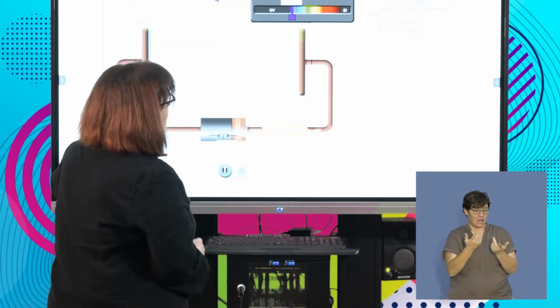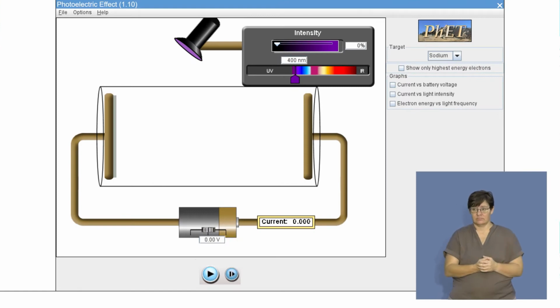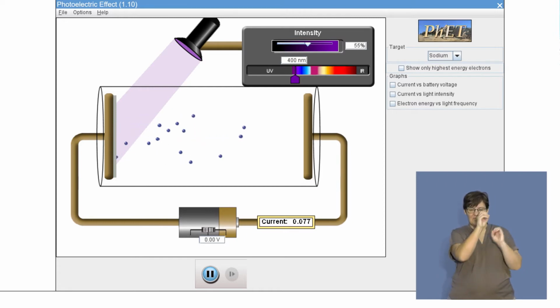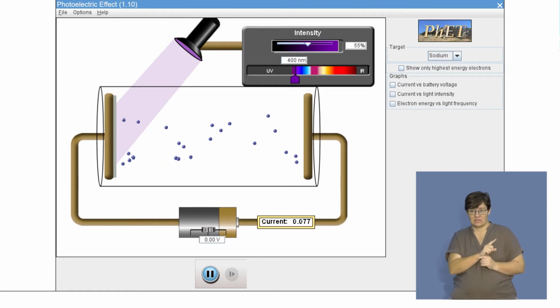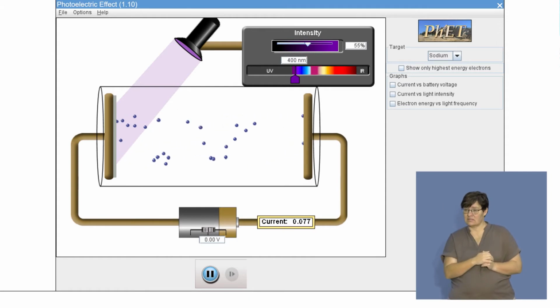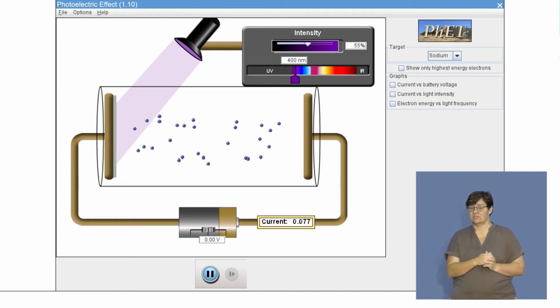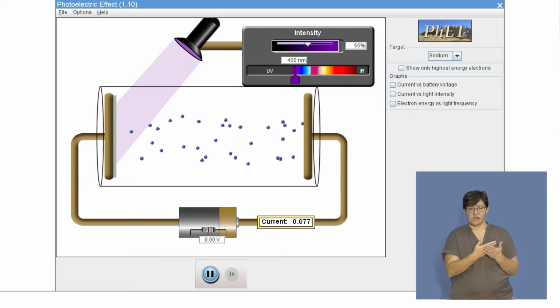So it is actually switched on. Okay, so we're going to switch it on. And currently, there's no light. The intensity is 0. So let's make the intensity a little bit more. So there we go. Oh, look at that. Can you see? I have electrons moving. That tells me that this light is of such a nature that I can get electrons to move.